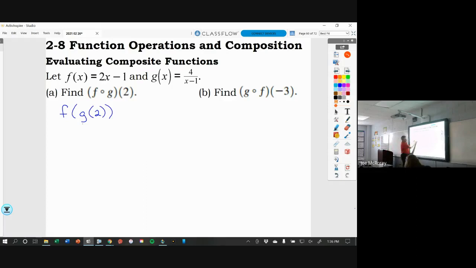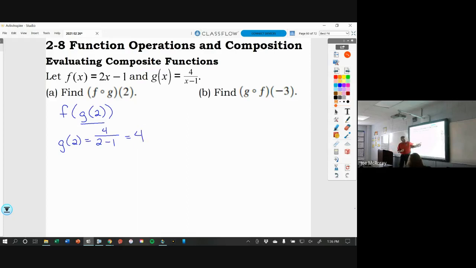Working inside out, I need to figure out what g of 2 is. That means we'll take the g function, and anywhere there's an x, we'll replace it with a 2. So g of 2 is equal to 4 over 2 minus 1. Well, 2 minus 1 is just 1. 4 divided by 1 is 4. So g of 2 is 4.